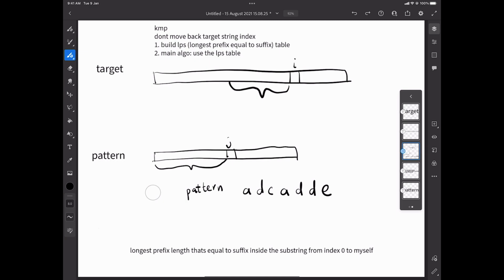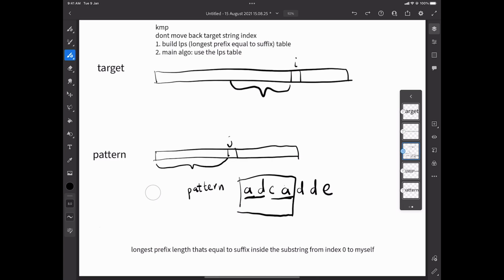So let's just break this down. Let's say I am at this current index. Now, what is the substring from 0 to myself? It is ADCA, right? Now, what is a prefix? Prefix is A, AD, ADC. Now, ADCA is not a prefix because we don't consider the string itself to be a prefix. Now, what is a suffix? Suffix is A, CA, and DCA. Similarly, the string itself is not a suffix. So what is the longest prefix that's equal to suffix? In this case, it's A equals A. So the longest prefix equal to suffix is 1, right? Now, AD is not equal to CA, so it's not 2. So in this case, the value is 1.